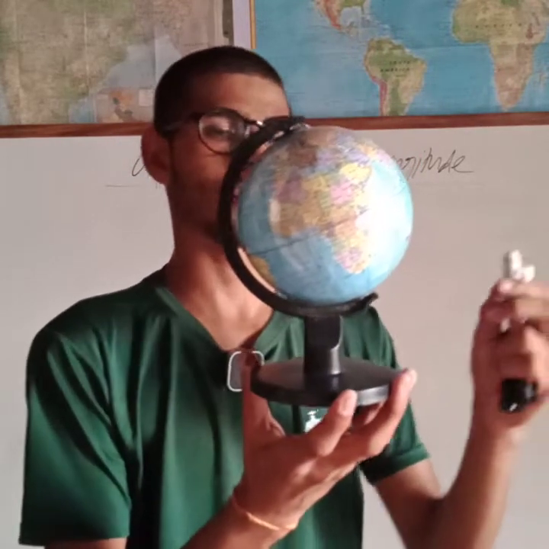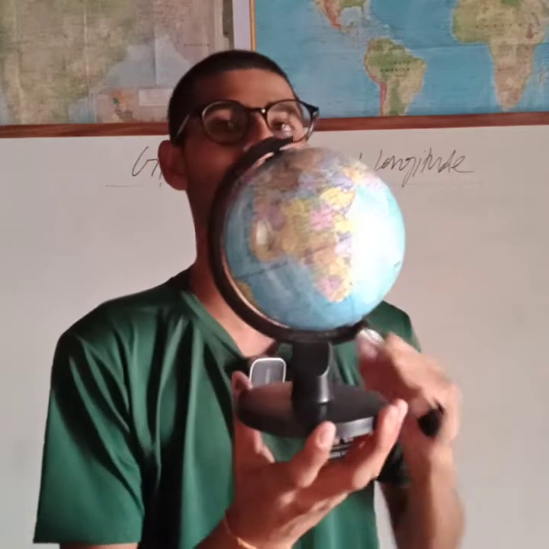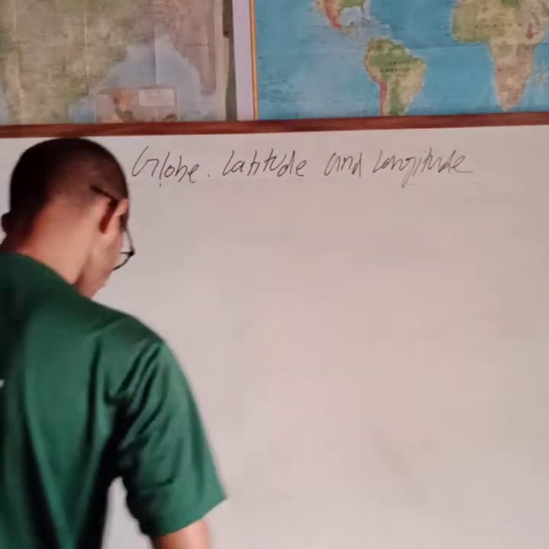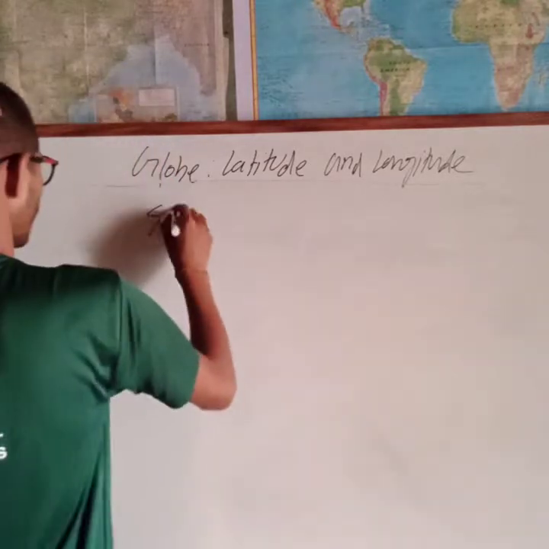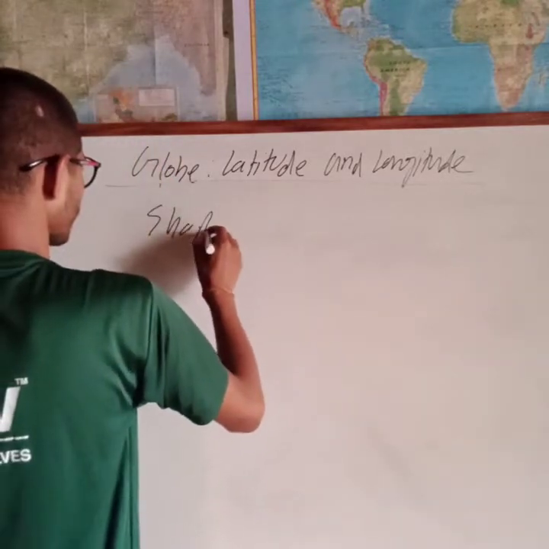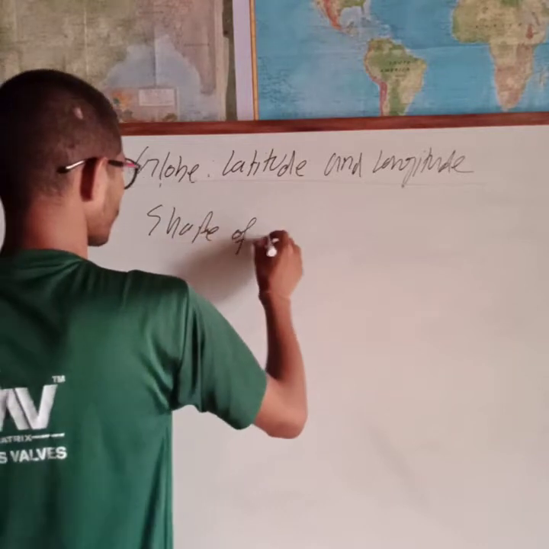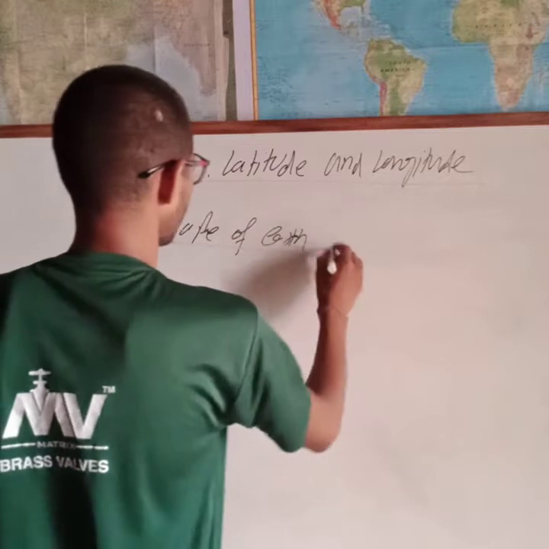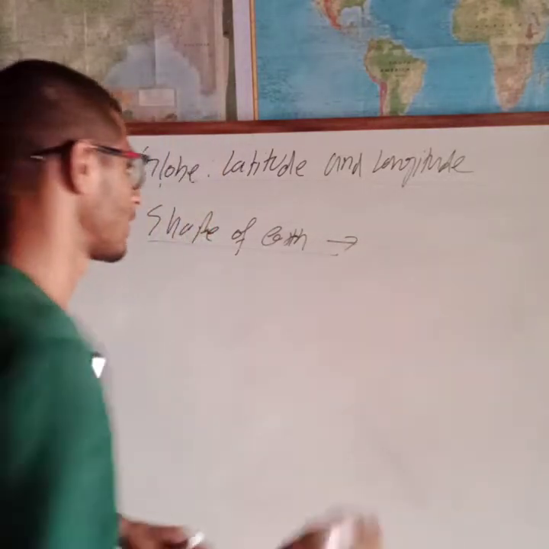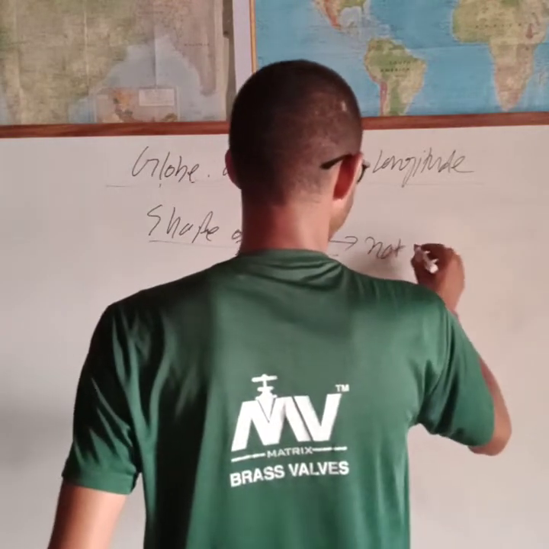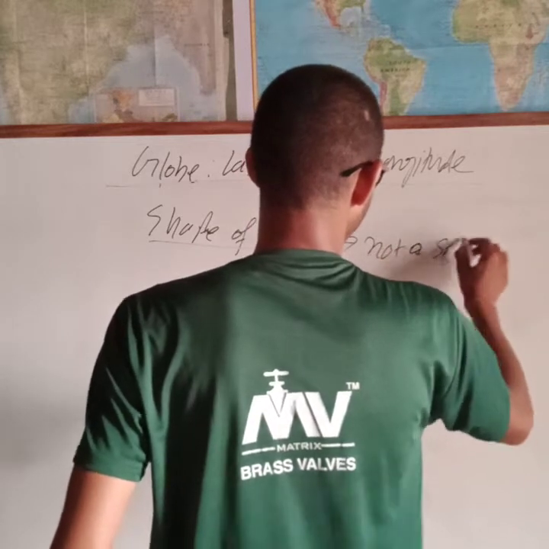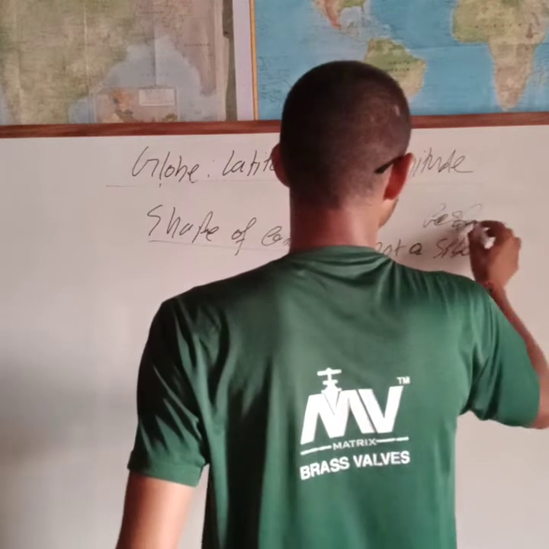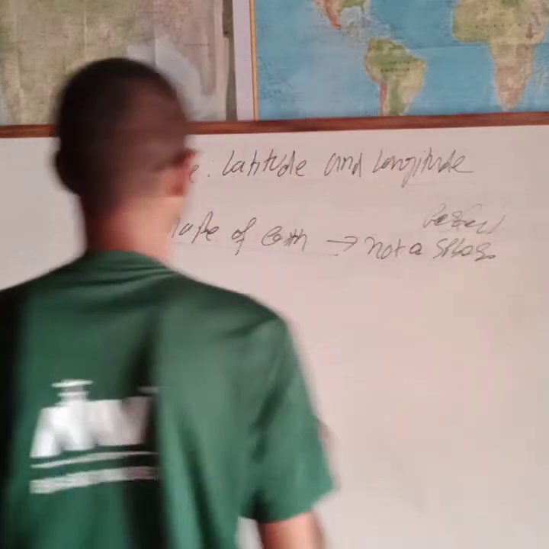This Earth is not like a sphere. This is not a perfect sphere. The shape of Earth is not a perfect sphere, or we can say pure sphere.